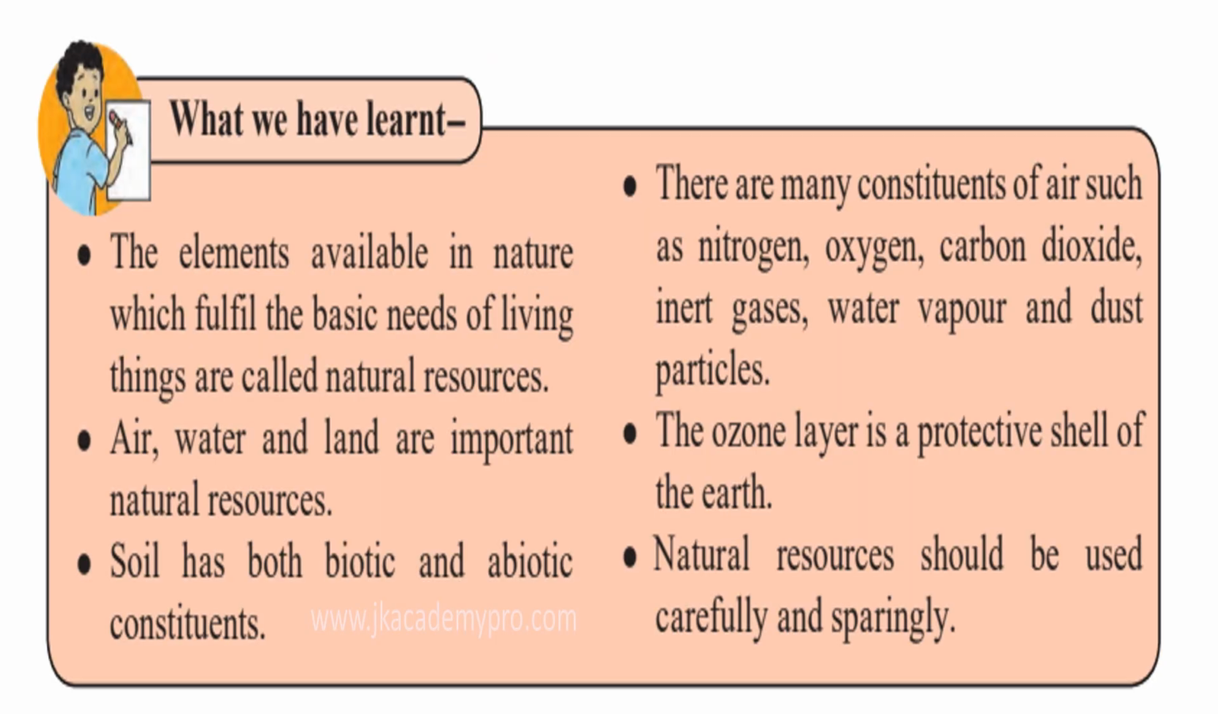Now let's revise what we have learned. The elements available in nature which fulfill the basic needs of living things are called natural resources. Air, water, and land are important natural resources. Soil has both biotic and abiotic constituents. There are many constituents of air, such as nitrogen, oxygen, carbon dioxide, inert gases, water vapor, and dust particles. The ozone layer is a protective shell of the earth. Natural resources should be used carefully and sparingly.